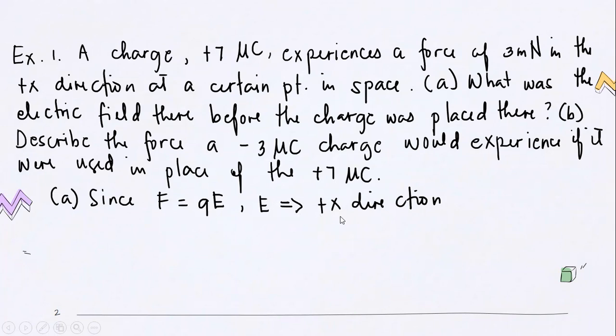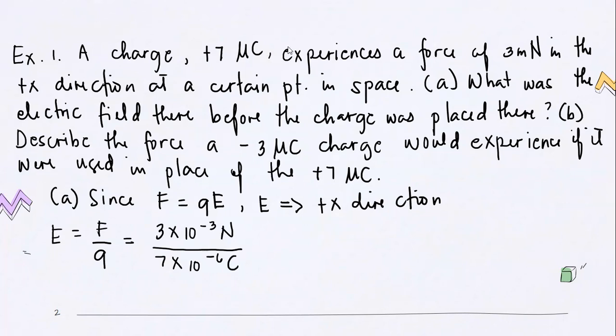in the positive x direction with magnitude E is equal to F over Q, the force over the charge, where force is equal to 3 milli. Therefore, 3 times 10 to the negative 3 newtons over the charge. Okay, the charge of positive 7 microcoulomb, therefore that is 7 times 10 to the negative 6 coulomb. Okay, where E now is equal to 429 newtons per coulomb.